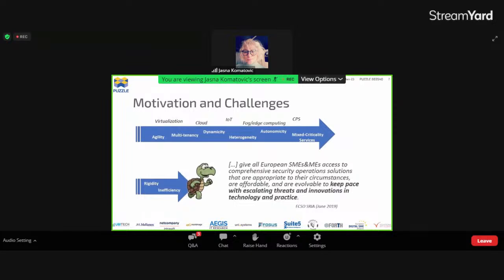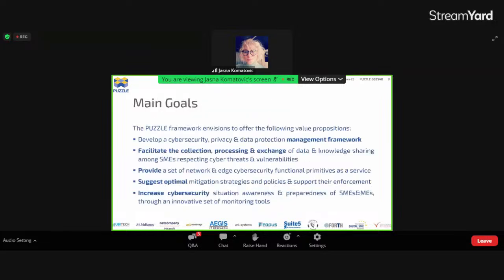Motivation is based on challenges to give all European SMEs and MEs access to comprehensive security operation solutions that are appropriate to their circumstances, affordable, to keep pace with escalating threats and innovation in technology, but also in practice.